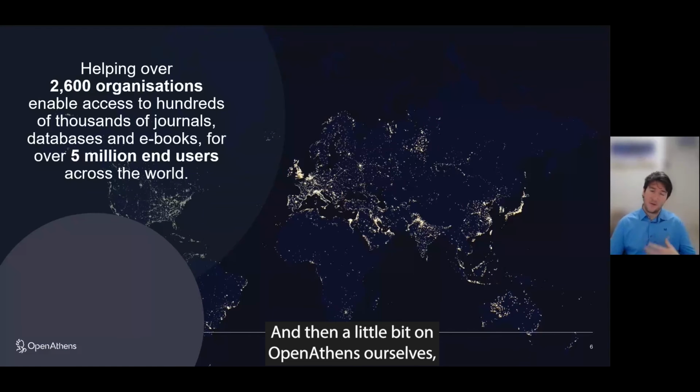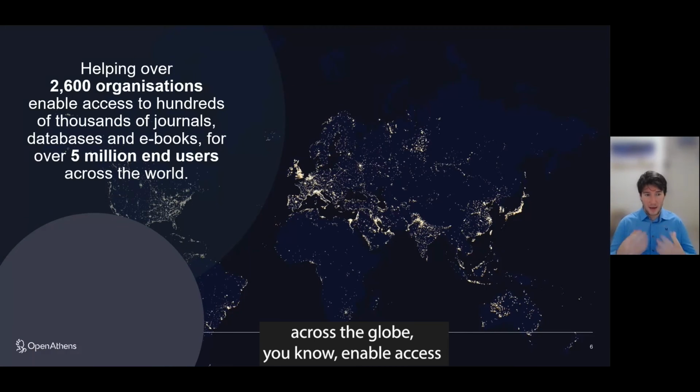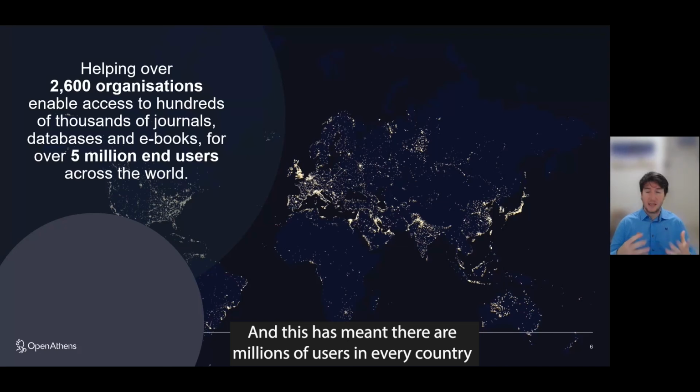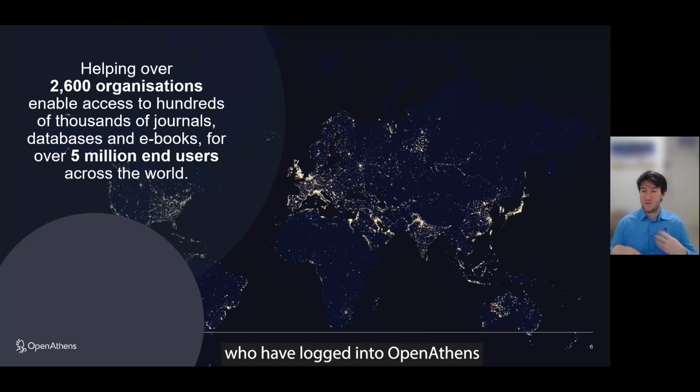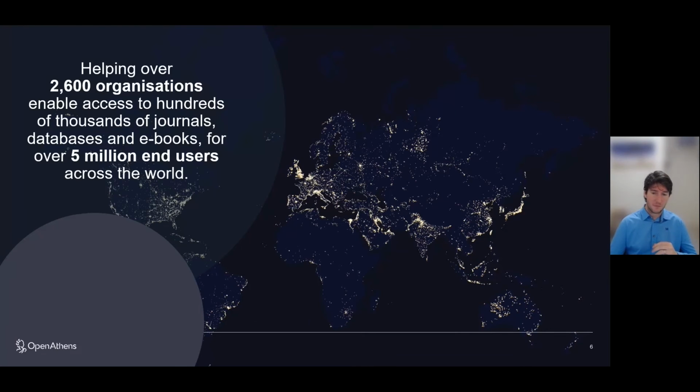And then a little bit on OpenAthens ourselves. We've been helping over 2,500 organizations now across the globe enable access to the hundreds of thousands of journals, databases and ebooks. And this has meant there are millions of users in every country who have logged into OpenAthens and accessed their library resources, even if they're halfway across the globe. It's simple, and OpenAthens can do it in the same way as if they were right there in the library itself.